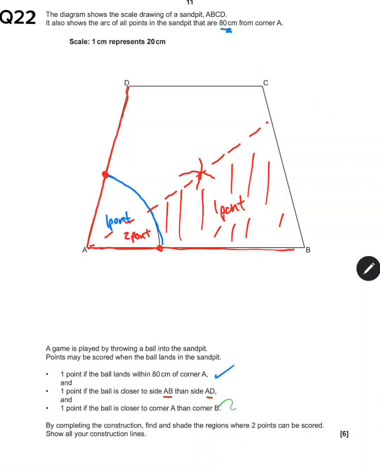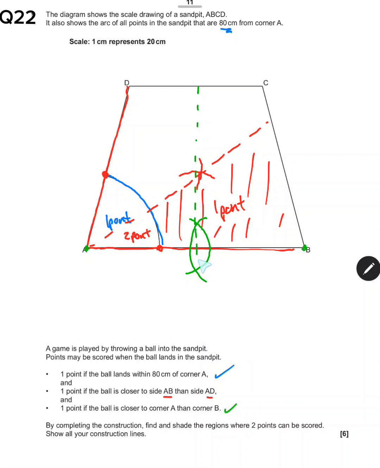You also get 1 point if the ball is closer to A than B. So there's A, there's B. Closer to A than B means cut that line in half. And again, use a compass for that. So compass point on A and draw an arc. Compass point on B without changing it and draw an arc. And if you connect those two crosses, you'll have cut the line in half.